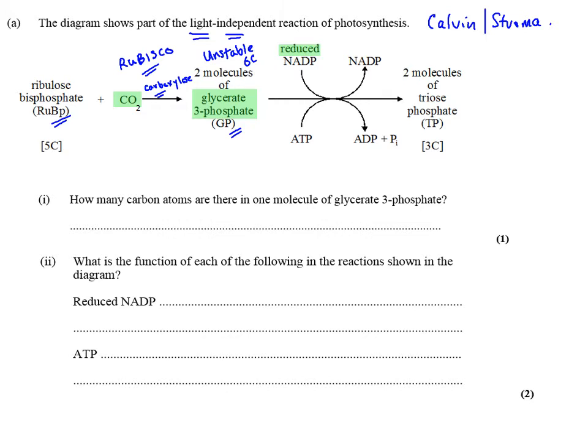Now the hydrogen comes from reduced NADP, and we know this is the end product of the light dependent stage from non-cyclic photophosphorylation. So sometimes you see this as NADPH2. So this hydrogen here is going to be used in the reduction of G3P to triose phosphate. And the energy that drives this reduction reaction comes from the hydrolysis of ATP.